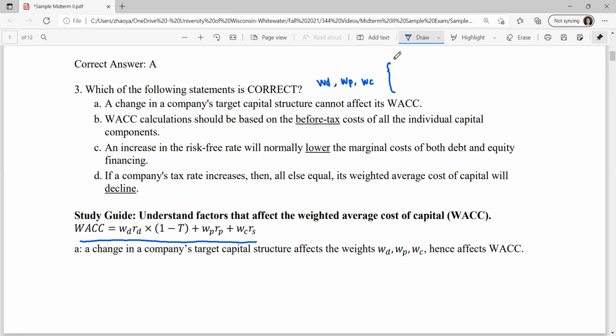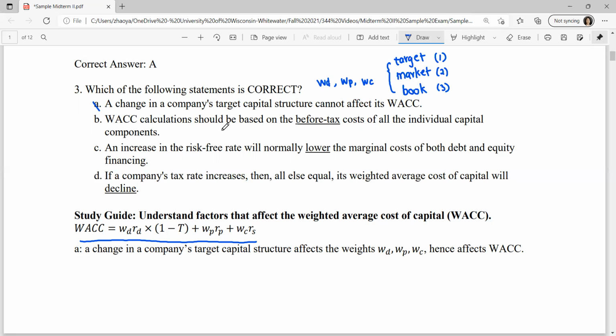The first one is called the target capital structure. The second one is market capital structure. The third one is book value capital structure. We prefer the target one. If the target one is not available, we choose the market value one. The last choice will be book value capital structure. So a change in the company's target capital structure will definitely affect its WACC. So we rule out A.